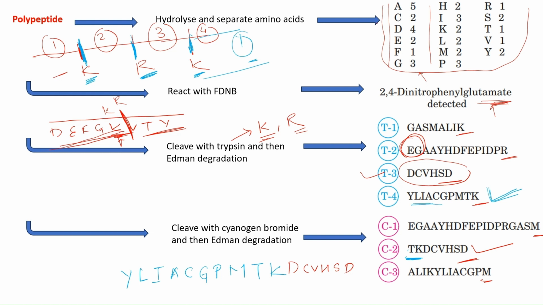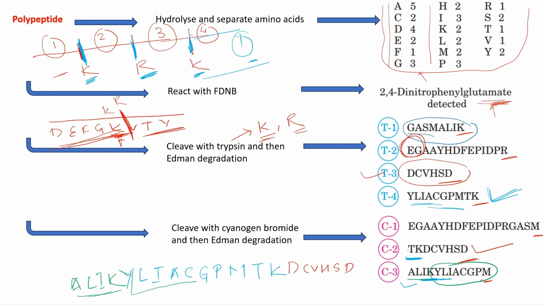Where in cyanogen bromide can you find this sequence? In C3. See here in cyanogen bromide, this section YLIAC. Here also YLIAC. Correct? So here it ends in Y. Before Y we know the 4 amino acids, that is ALIK. Now the next, here it ends with ALIK. In case of trypsin, where can you find ALIK? T1. ALIK is there.